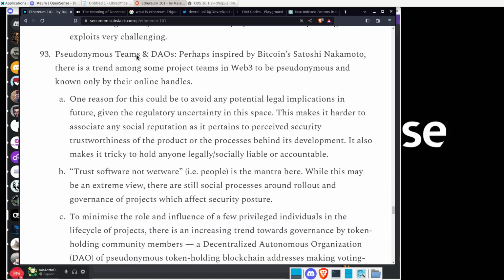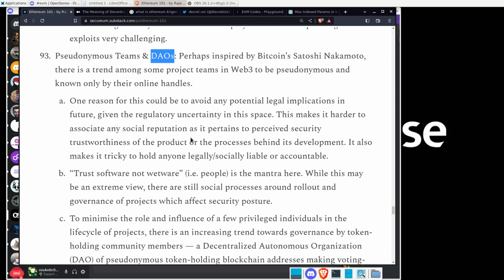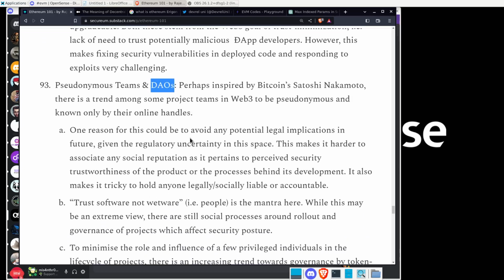Pseudonymous teams and what we love the most here at OpenSense, DAOs. Perhaps inspired by Bitcoin's Satoshi Nakamoto, there is a trend among some projects in Web3 which is to be anonymous and use the picture of an anime girl. Okay.